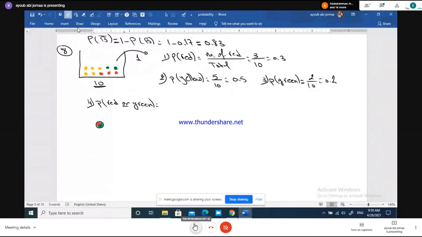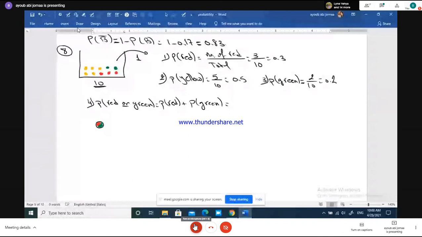So these two events are mutually exclusive. It can't be red and green; the same marble is not red and green. So they are mutually exclusive, and it is equal to probability of red plus probability of green.